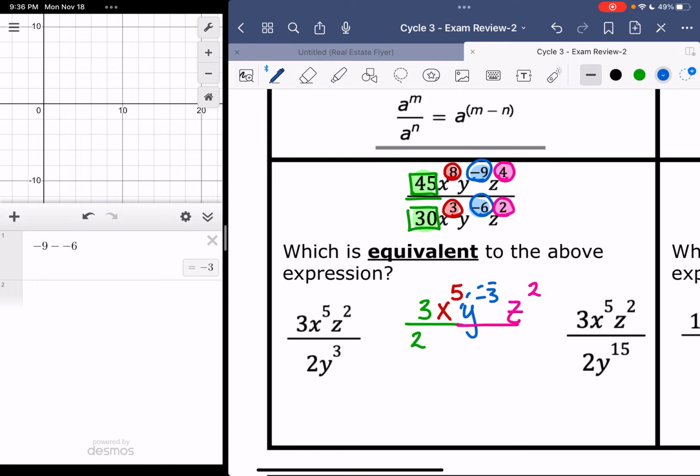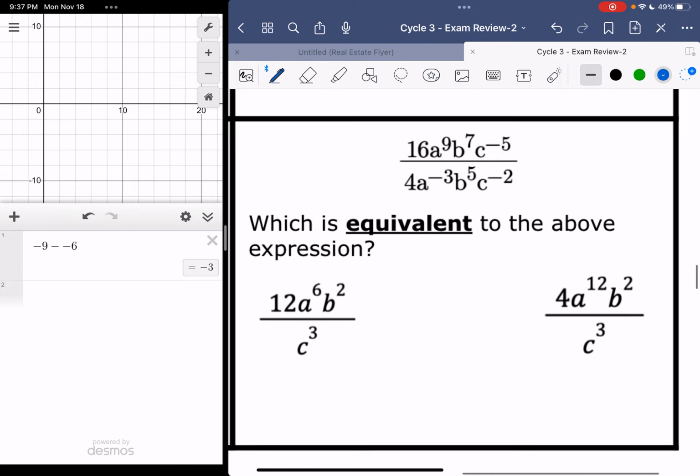Looking at this y to the negative 3, it is negative, so it is going to move to the bottom. So we will have y with a positive 3 on the bottom. After you move it, we're going to go ahead and remove it from the top. And just like that, we have our answer, and this looks like it matches up with this one right here. We did not have y to the 15th.